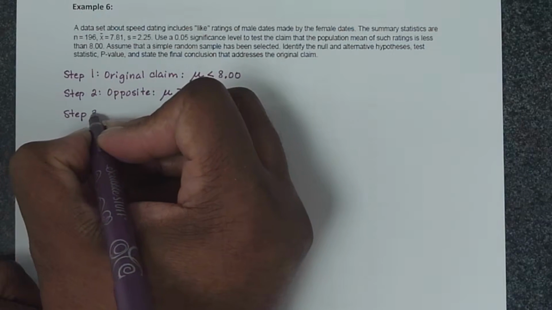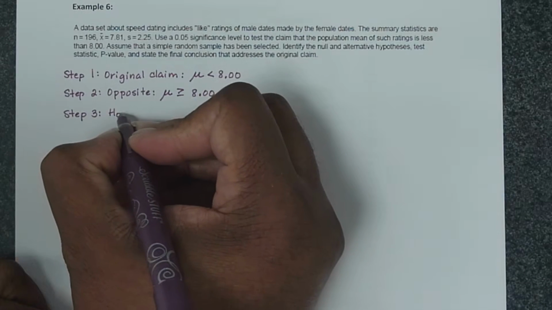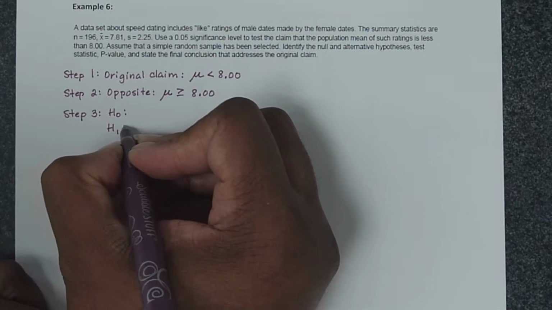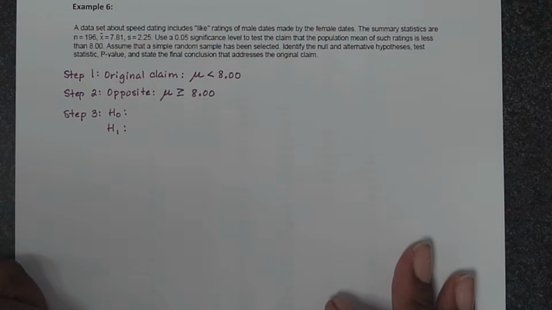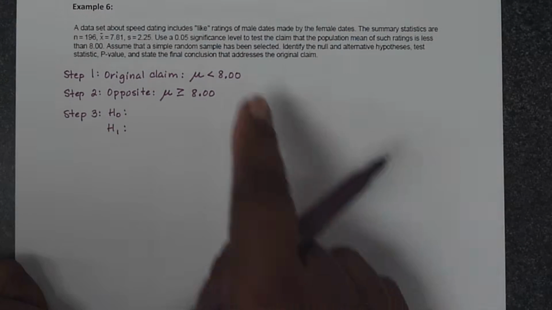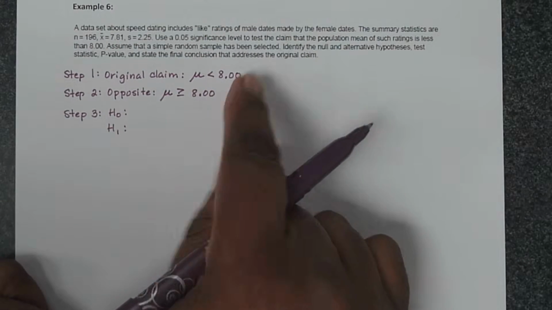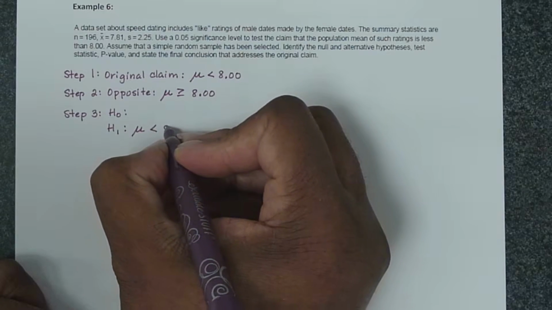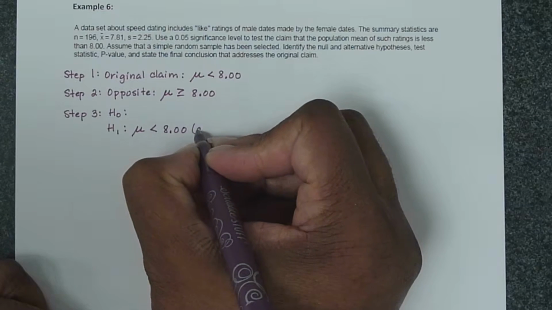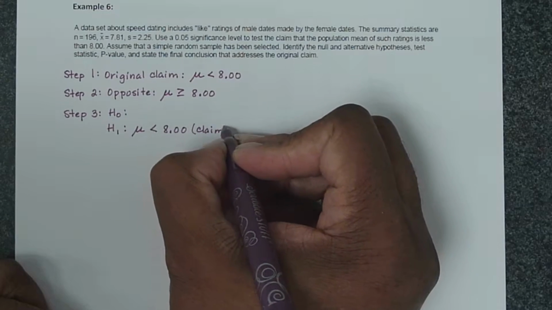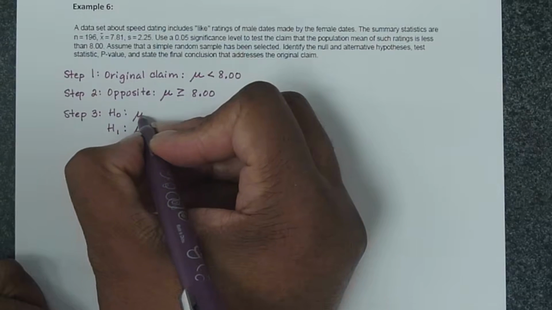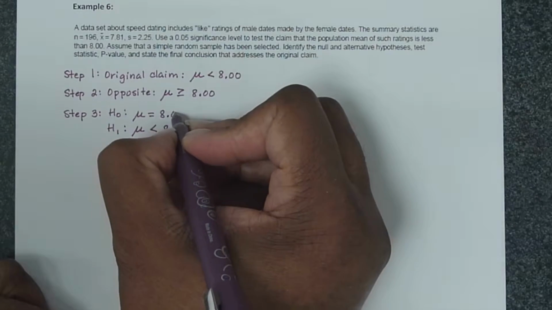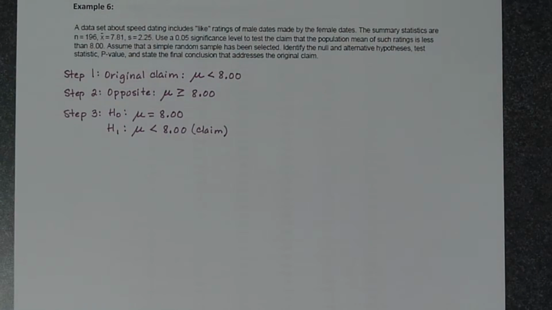And then step number 3 is writing the null and the alternative hypothesis. For the alternative hypothesis, that original claim has strictly less than, so that must be your alternative hypothesis. So it's mu is less than 8.00, and I'll identify that as a claim because the null hypothesis must have the equal to sign. So it'd be mu is equal to 8.00 for your null hypothesis. All right, so that's step number 3.